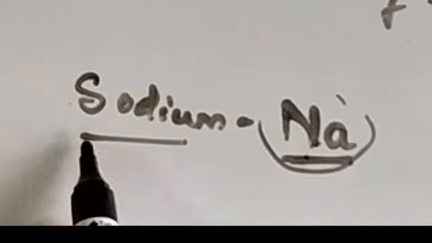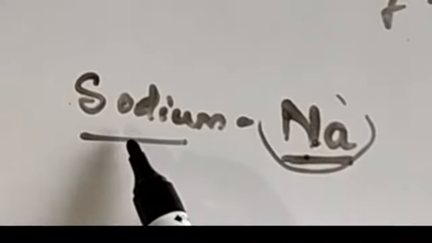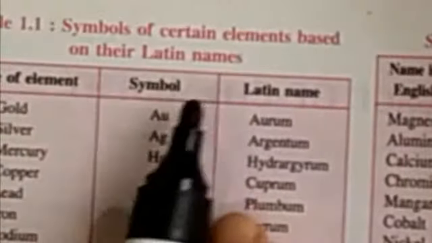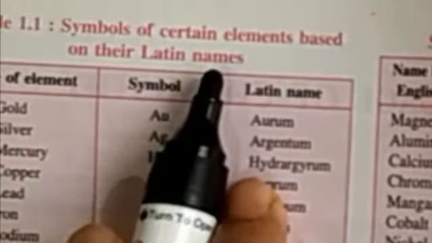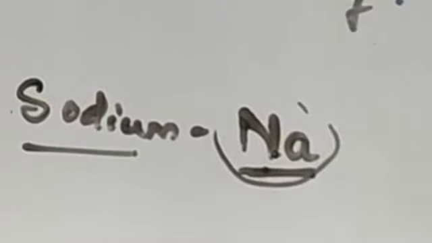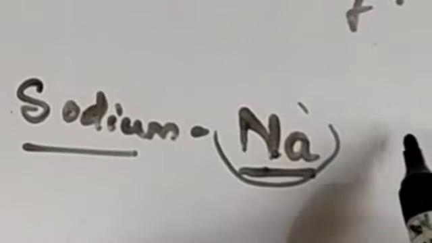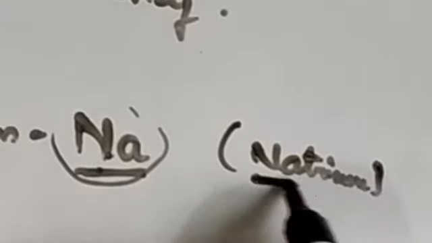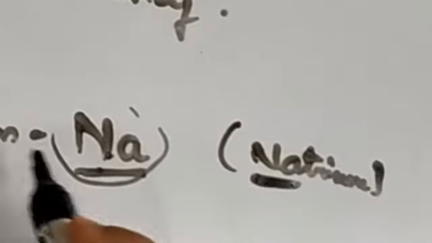This Na does not match the English name, because some elements are given symbols using their Latin names. What is the Latin name for sodium? The Latin name of sodium is natrium, and Na, the first two letters, has been taken for the symbol. In this way, a few of the elements have been chosen.